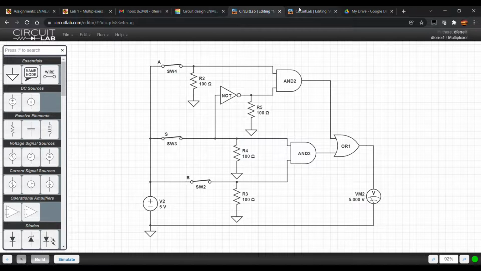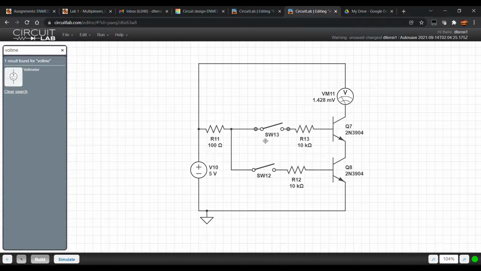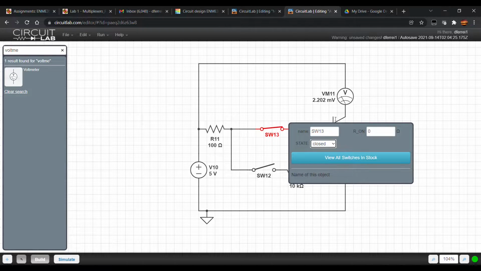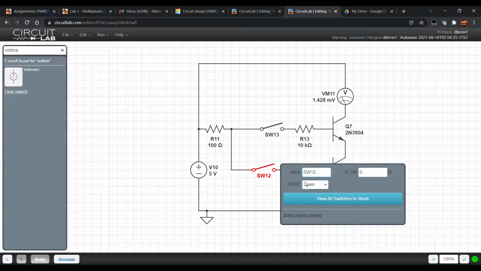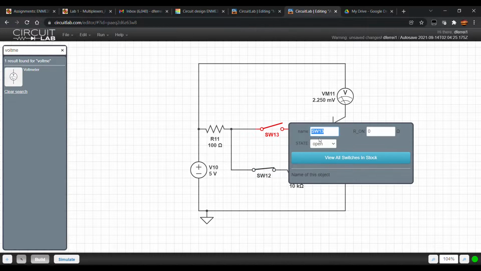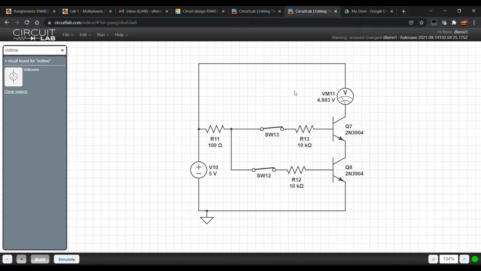Now, for the AND gates, as you can see, with both switches open, we get a low output. If we close one switch, we still have a low output. If we close the other switch, we still have a low output. And if we close both switches, we have a high output.